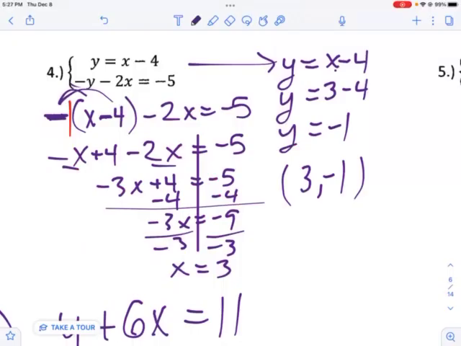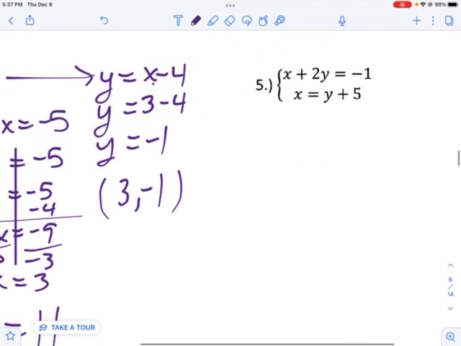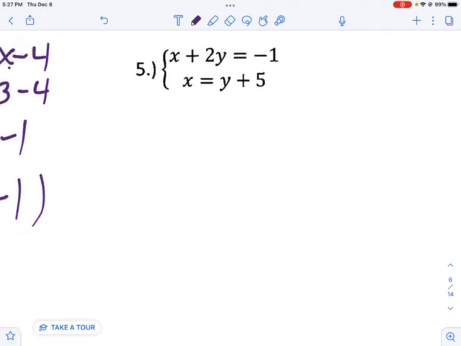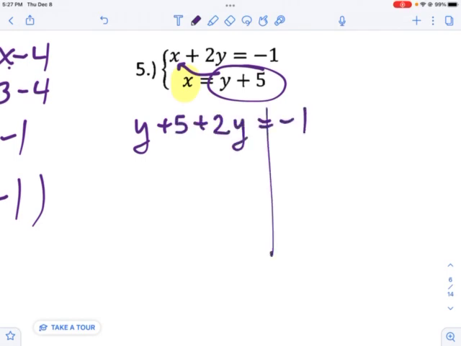Number 5, I have x isolated. So I'm going to substitute this in for x. My first equation, instead of writing x, I'm writing y plus 5 plus 2y equals -1. I don't need to put parentheses in this time because there's no number or coefficient or sign in front of that x. All right, so now let's combine terms. 3y plus 5 equals -1 minus 5. 3y equals -6. And then divide by 3, y equals -2.